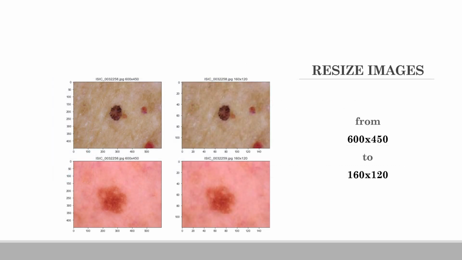In this example, we're looking at a comparison between the original 600 by 450 and the resized 160 by 120 images. To get a feel for the change in resolution, the size change is a 93% reduction in pixel count. The choice to use 160 by 120 was a compromise between speed, resolution, and compute limitations.